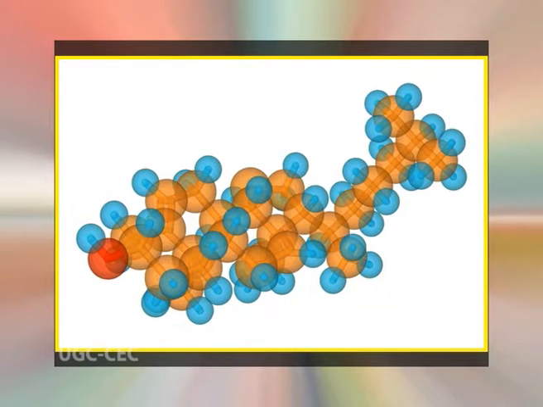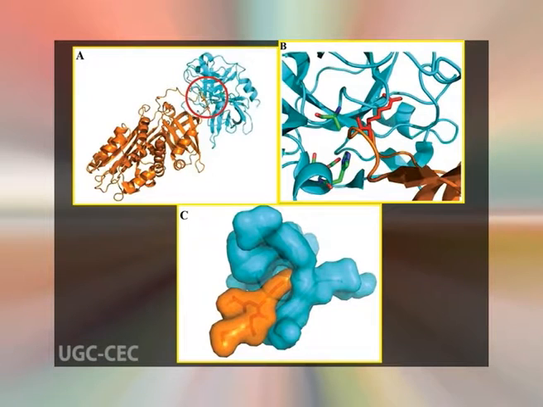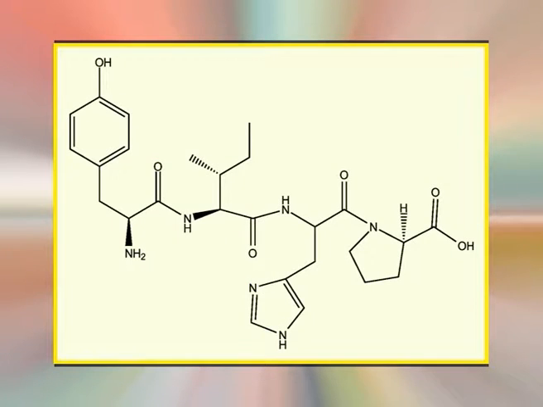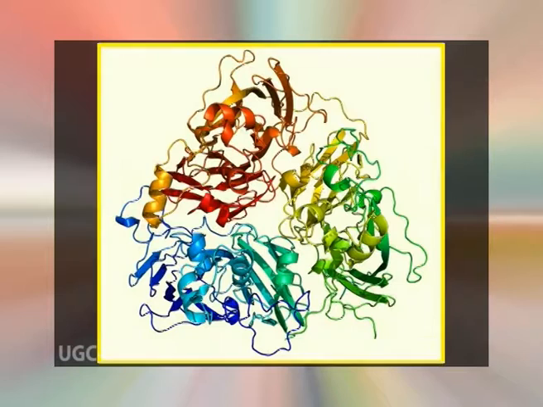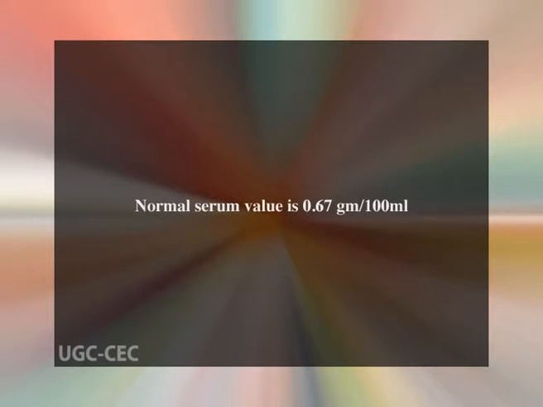Lipoproteins are soluble complexes which contain non-covalently bound lipid. These proteins act mainly as transport carriers for different types of lipids in the body. Alpha 2 globulins. This fraction also contains complex proteins such as alpha 2 glycoproteins, plasminogen, prothrombin, haptoglobin, ceruloplasmin and alpha 2 macroglobulin. The normal serum value of this fraction is 0.67 grams per 100 ml.